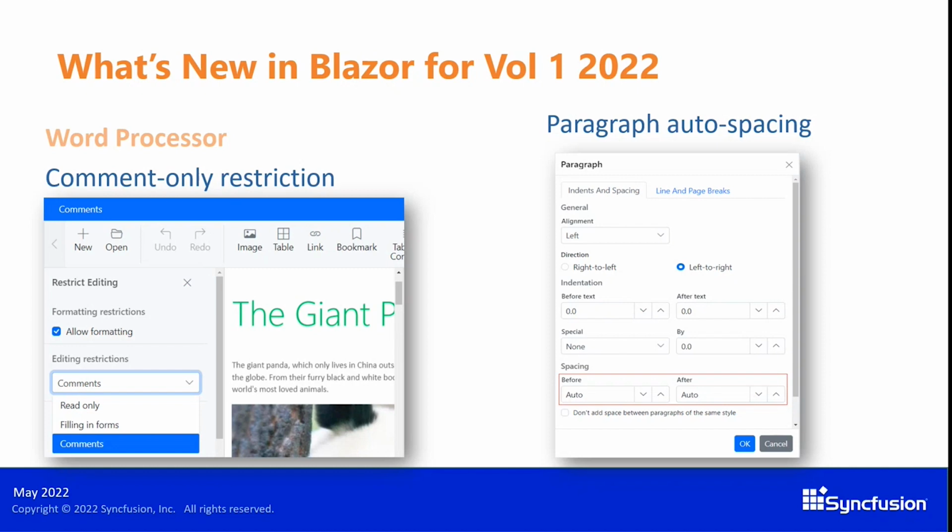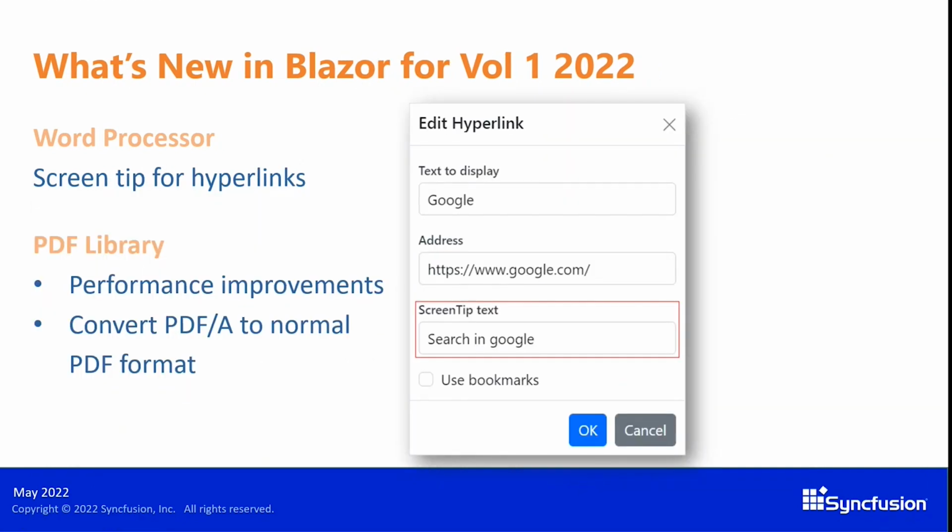You can see the fields before and after, through which you can control the spacing before and after the paragraph. And there is a feature screen tip for hyperlinks. So you can add or edit the screen tip text for the hyperlinks in your document. By default, whatever is mentioned in this address will be displayed as a screen tip. But once you provide this screen tip text, this particular content will get displayed while you hover over the text in your document.